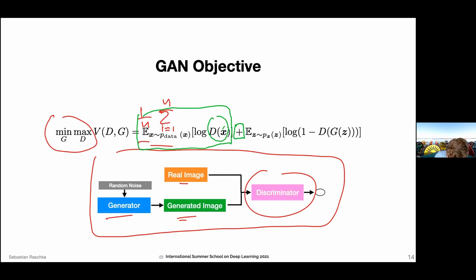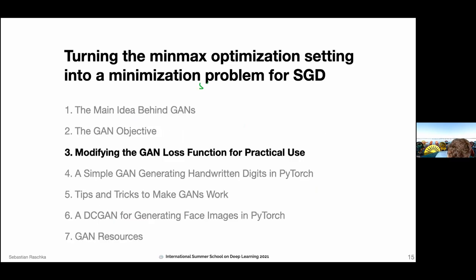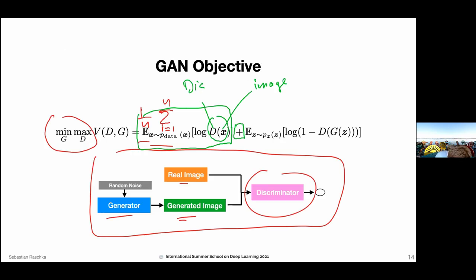So let's say this is our image here. D is our discriminator. Sorry, it's always skipping forward. And what we want to do is maximize this. So this is the maximization part. We want to maximize the term with respect to the discriminator weights.